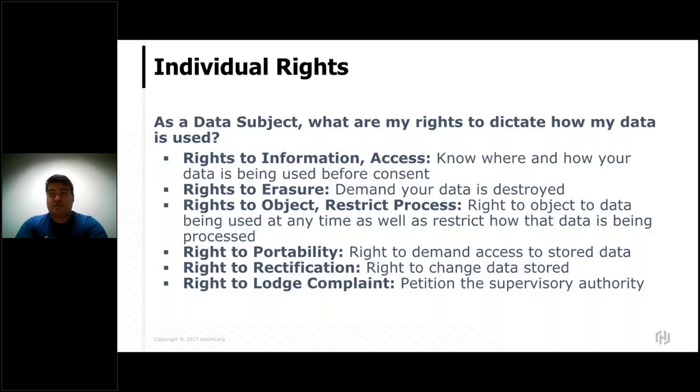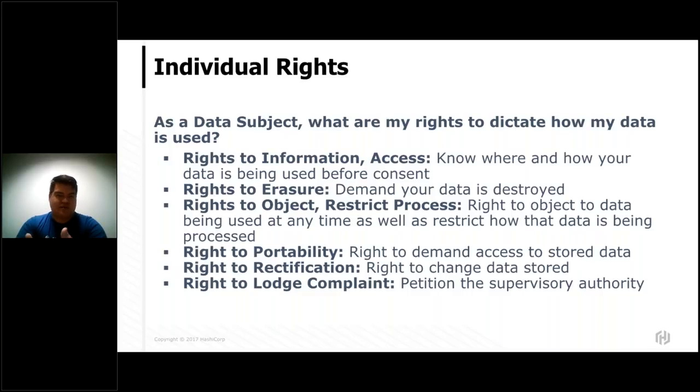Rights to object, rights to restrict processing. So I have the right to say, hey, I've given you access to my data, but I need to be able to know what my data is being used for. And if I don't like how that data is being used, I have the right to restrict access to it, and then ultimately to restrict access to the controller as a whole. So not simply the processor, but all the entities that are controlling that processor. I have the right to move that data around.